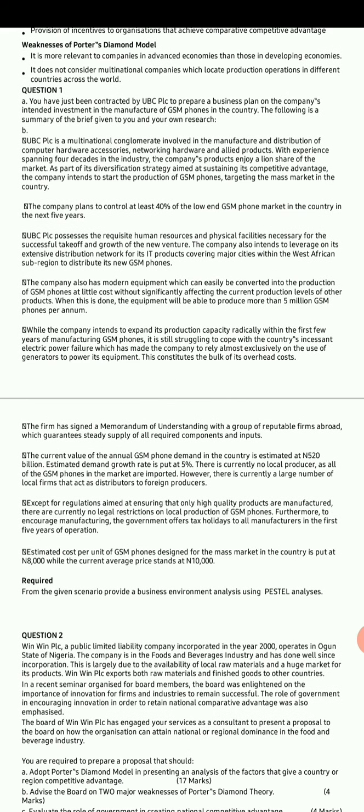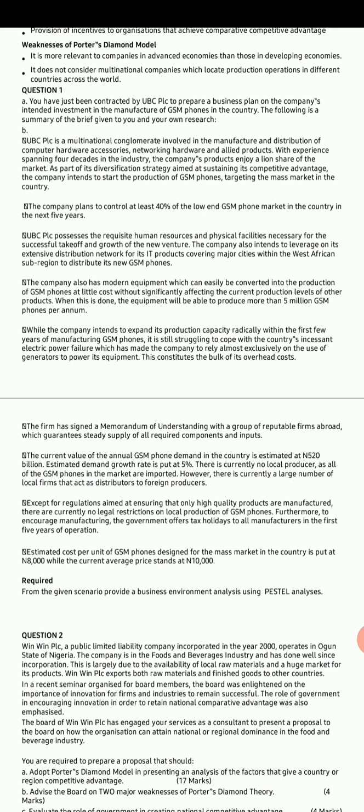So we'll move ahead. Now, we have that UBC PLC possesses the requisite human resources and physical facilities necessary for the successful takeoff and growth of the new venture. The company also intends to leverage on its extensive distribution network for its IT products covering major cities within the West African sub-region to distribute its new GSM phone. The company also has modern equipment which can easily be converted into the production of GSM phone.